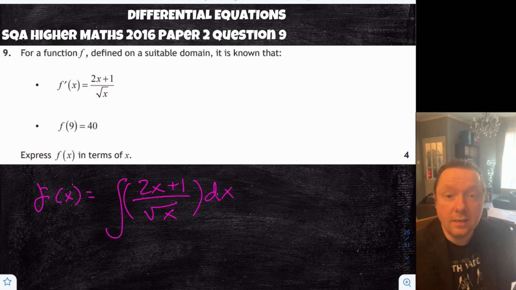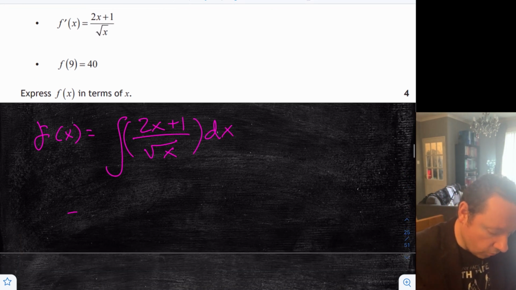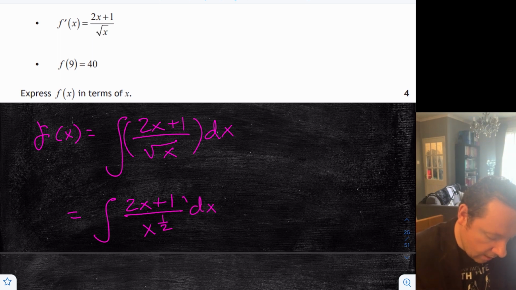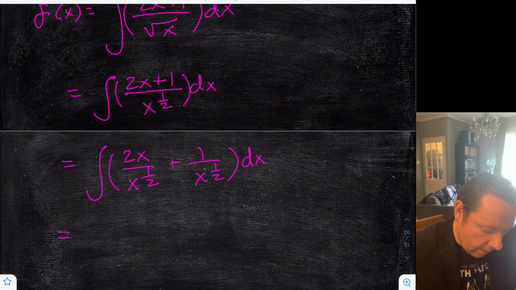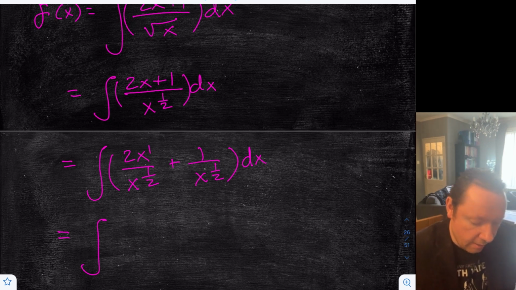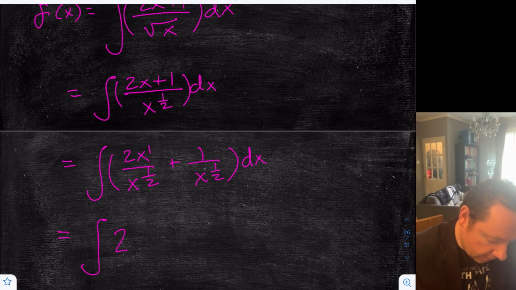Now I need to get that ready to integrate. So that is the integral of 2x plus 1 over x to the half dx. I can split that up into two separate fractions, 2x over x to the half plus 1 over x to the half dx. If that is a 1 power, 1 minus a half is just a half, so this simplifies to 2x to the half, and then that's plus x to the minus a half dx.